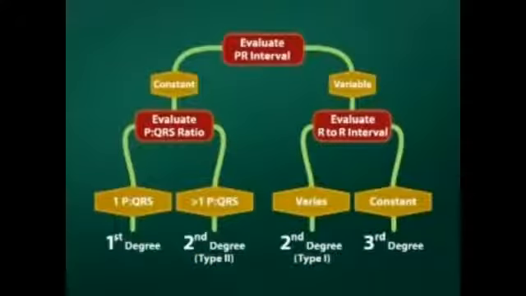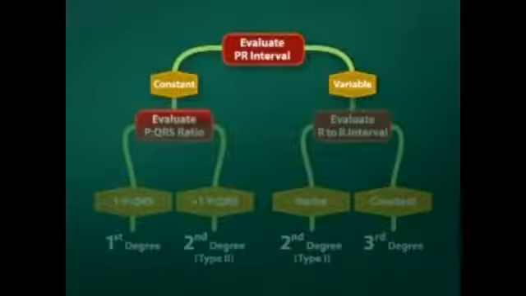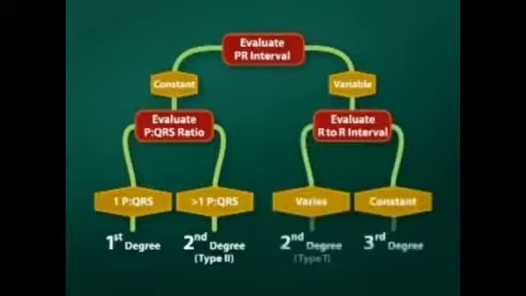The entire decision-making process is illustrated on this flowchart. First, assess the PR interval, and next, if constant, evaluate the P to QRS ratio. If variable, evaluate the R to R interval. And that's all there is to differentiating AV blocks.